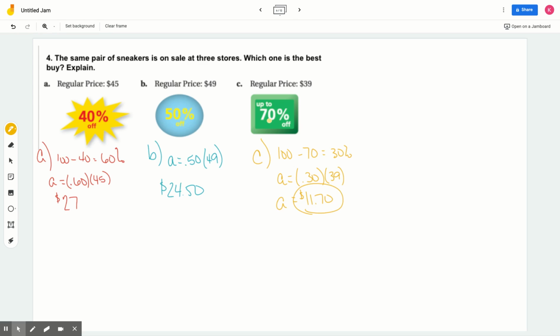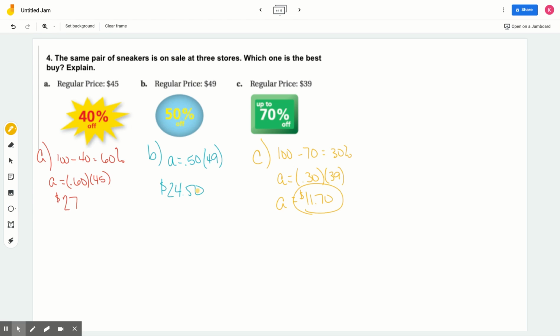However, this says up to 70% off. So that doesn't mean we're always going to get that 70%. It means we could get 5%, 15, 20, 40, or it might be 70. So let's take a look at how we can verify what percent we would need.